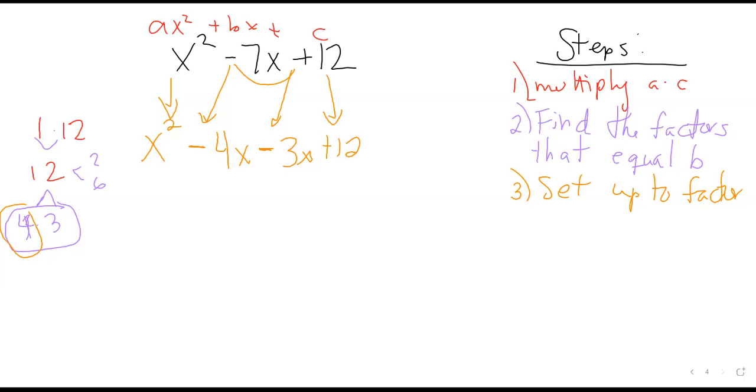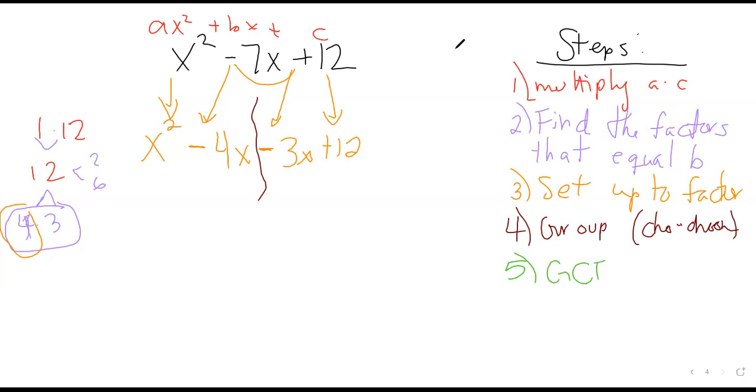Now I can go ahead and group my terms or use my choo-choo, right? My little squiggly line that divides my entire thing in half. And now I find my greatest common factors, GCF, for both sides. So what is my greatest common factor between x squared and 4x?